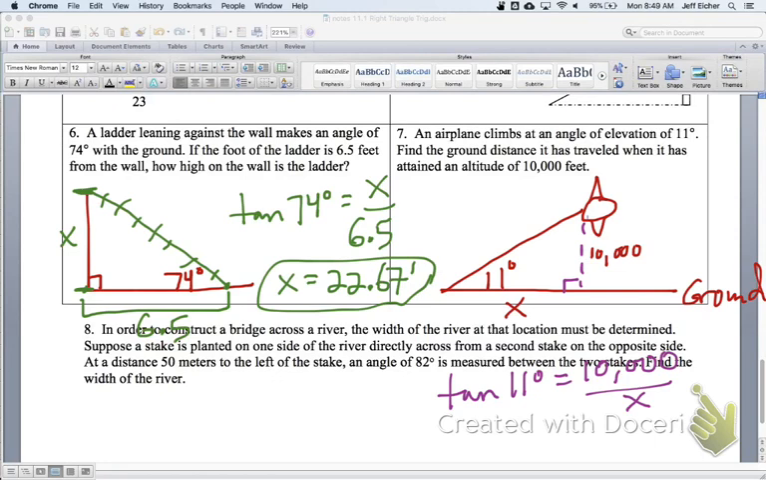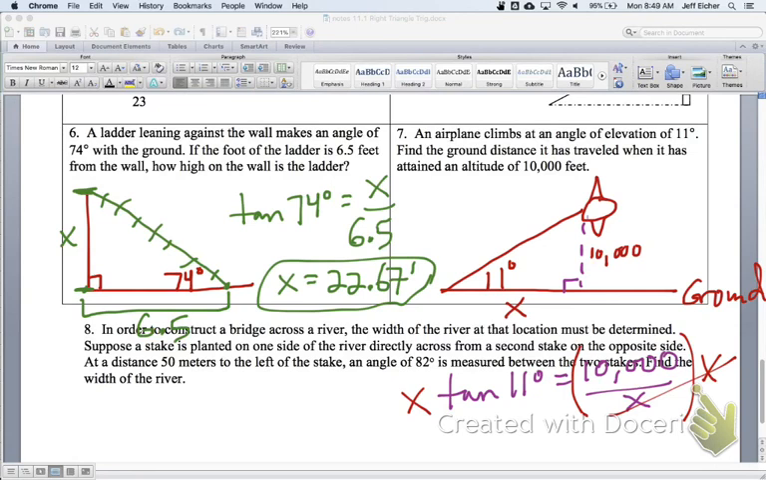You should have chosen the tangent ratio. Tangent 11 equals opposite over adjacent, 10,000 over x. We haven't seen one like this in this video, but you have seen them before in a previous math class. Whenever the variable's in the denominator, there's a couple approaches you can take. I usually just think of it as multiply both sides by x to get rid of that x from the denominator. So now we have x tangent 11 equals 10,000.